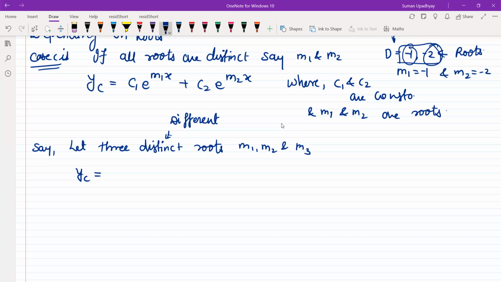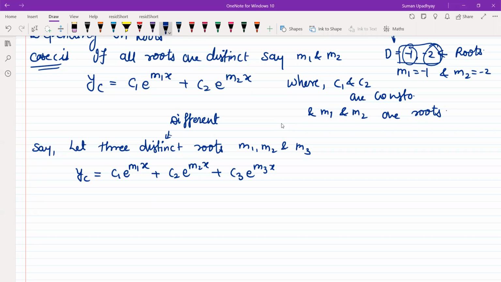Distinct means what? Different. Okay, they all are different. Ma'am, same as above, just plus C3 e raised to m3x. Yes. So the formula will be C1 e raised to m1x plus C2 e raised to m2x plus C3 e raised to m3x. Understood now, Basil? So distinct means different. It doesn't mean same.